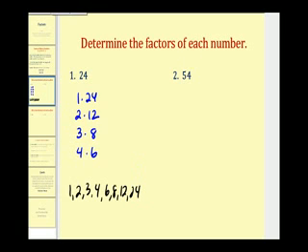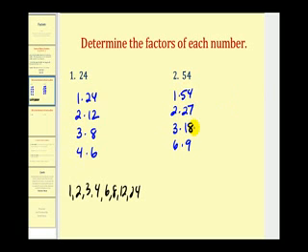Now let's do the same for 54. We want to find two numbers that multiply together to give us 54. And of course the most obvious one would be 1 times 54. It's even, so we could have 2 times what, 27? It's also divisible by 3. We can obtain 54 by multiplying 3 and 18. And then lastly we have 6 times 9.